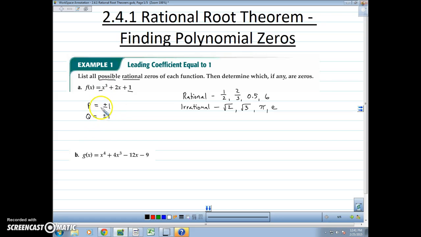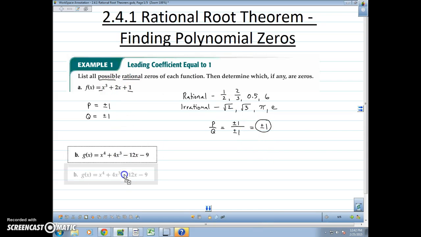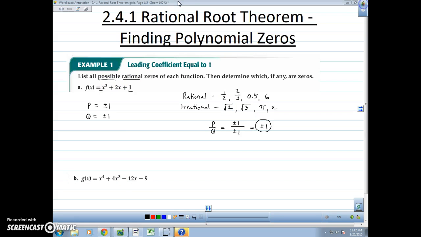And then we divide them. So the formula for the possible rational roots is always p over q. So if I was to list all my possible rational zeros for this problem, it would be plus or minus 1 divided by plus or minus 1. And you can see either way you divide this, 1 divided by 1 or negative 1 divided by 1 is always just going to be plus or minus 1. So that means there are only two possible rational zeros for letter A. So let's try those two out and see if they work.